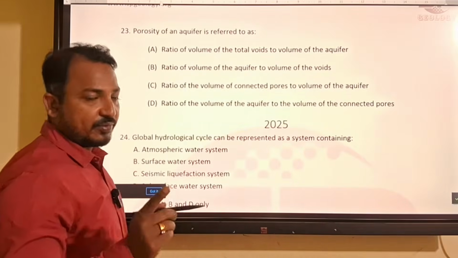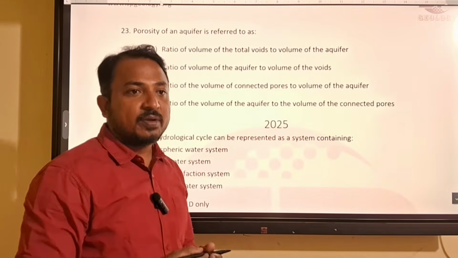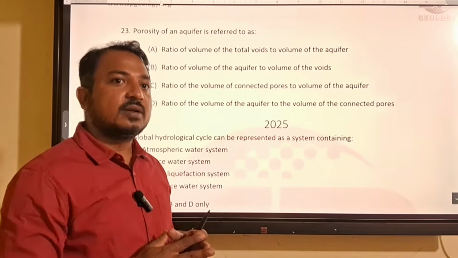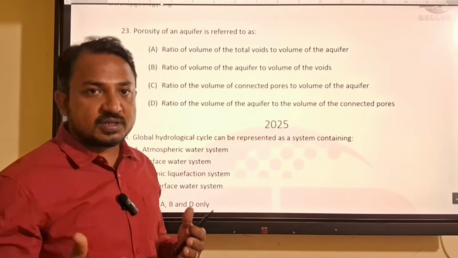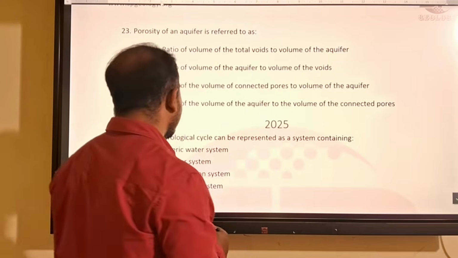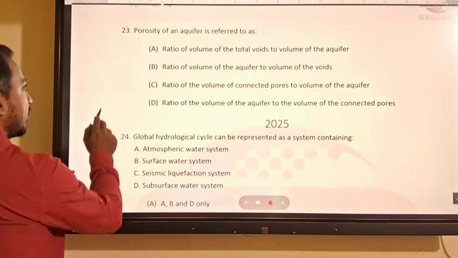Porosity is actually of two types. One is effective, one is absolute. All the pore spaces collectively are called absolute porosity. Only interconnected pore spaces are called effective porosity. That's why effective porosity controls the permeability.